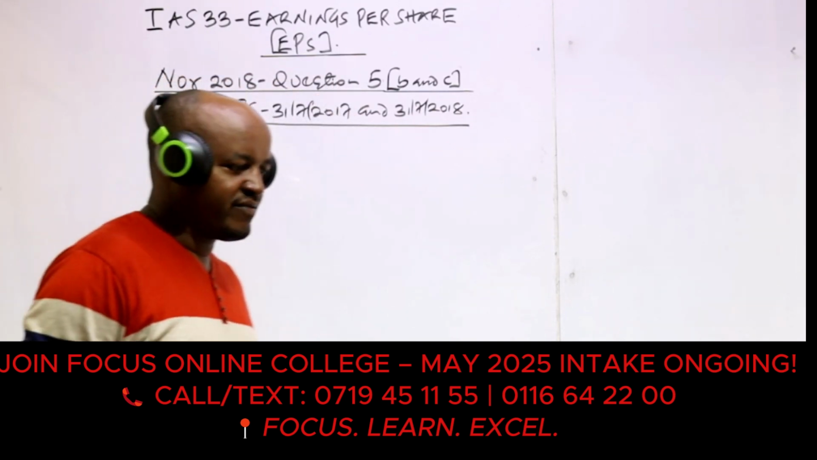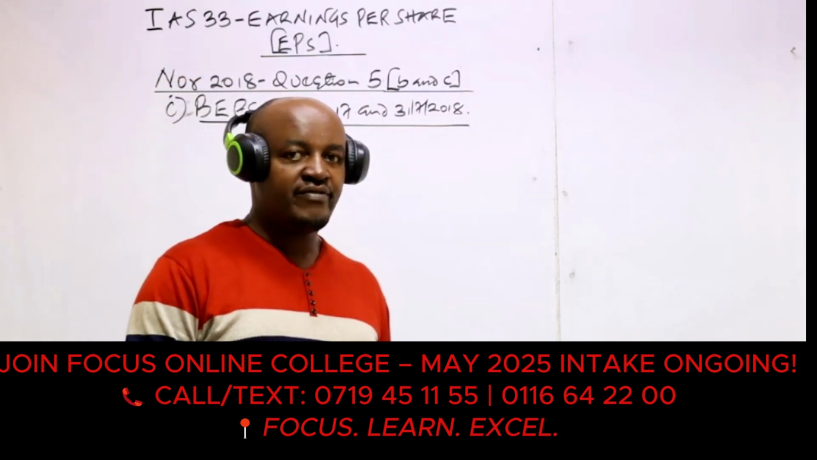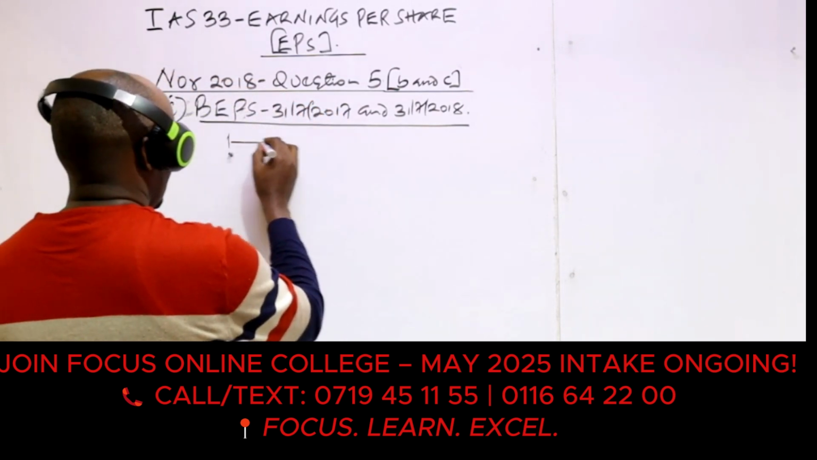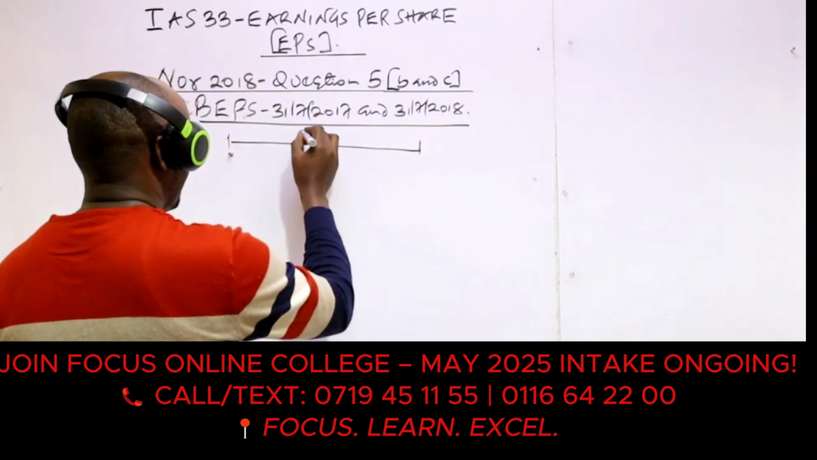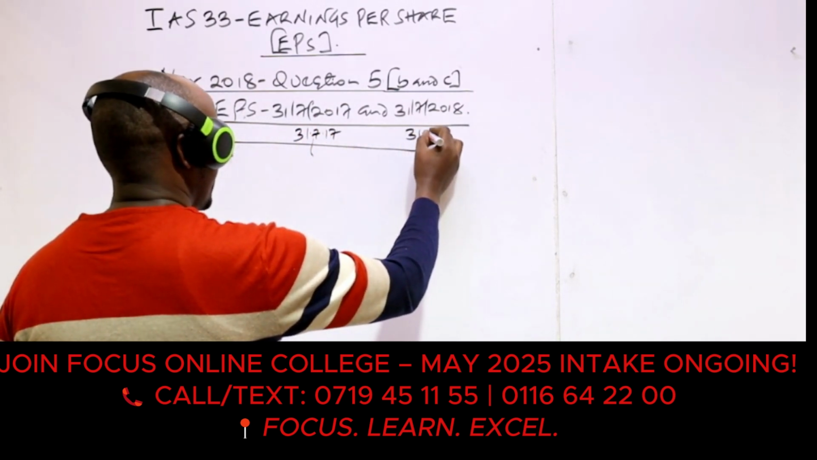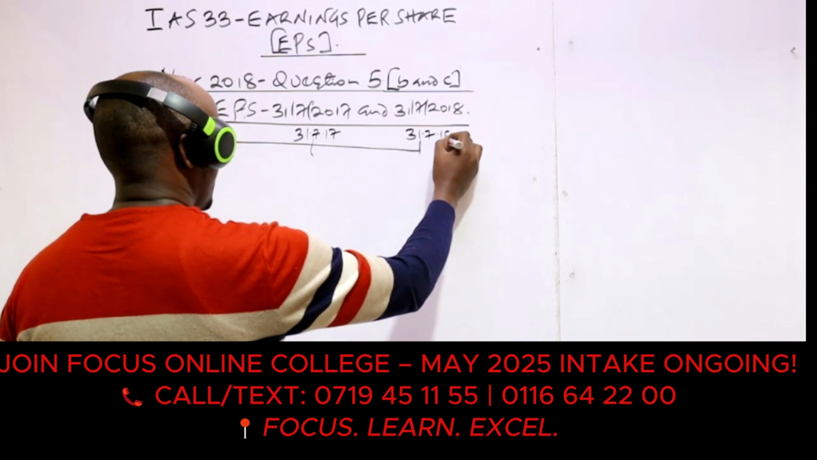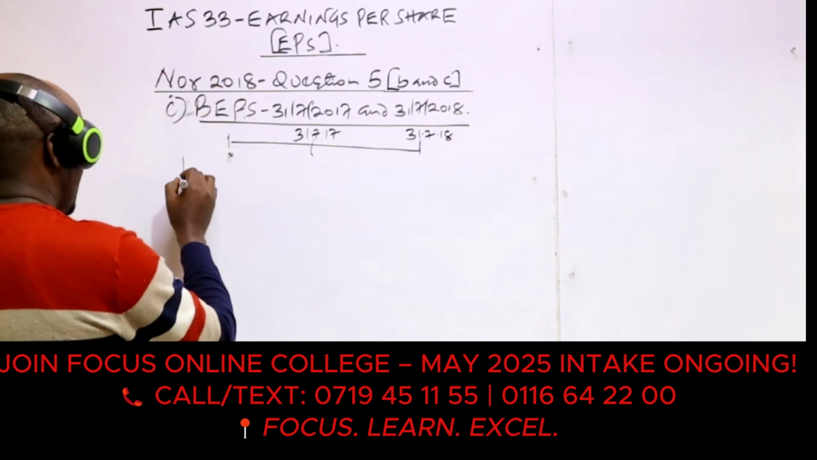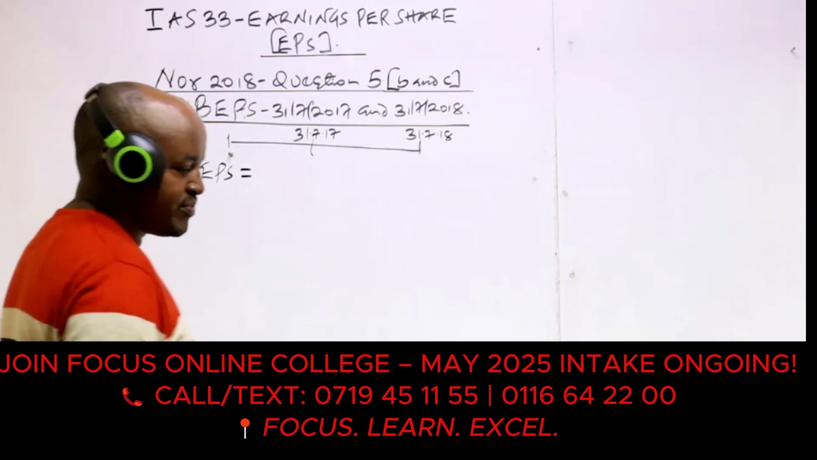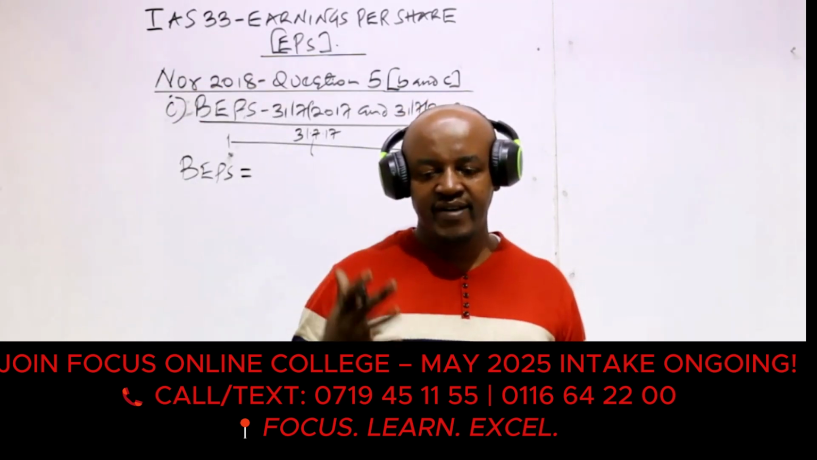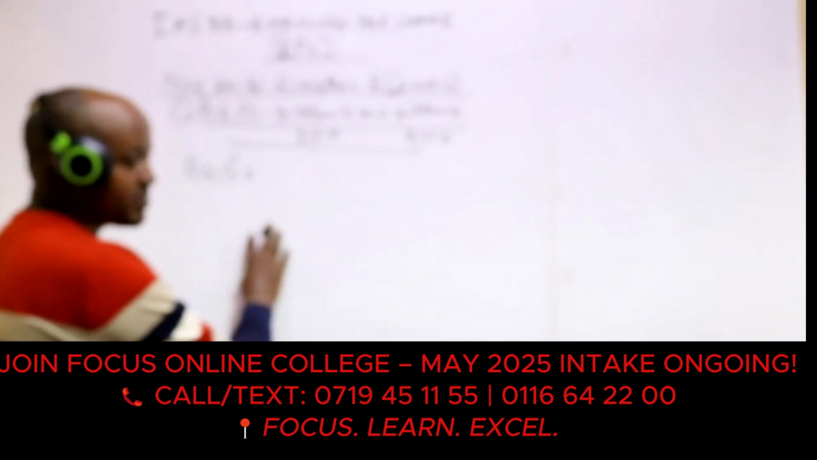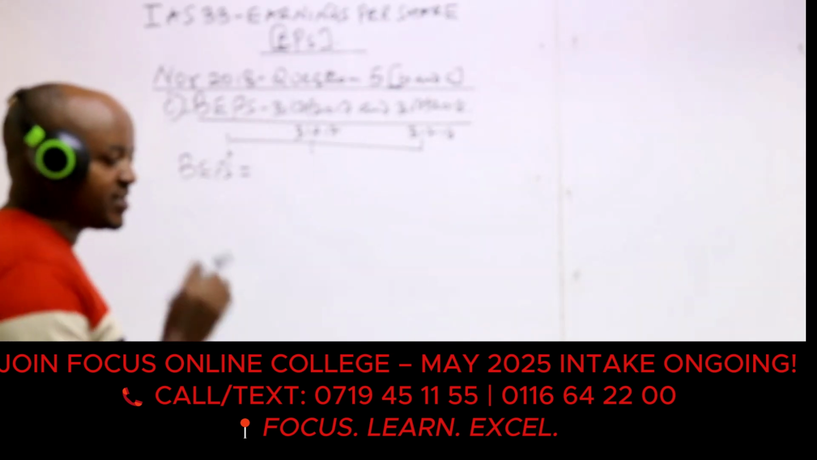So therefore, it is important, first of all, to note that we're given information for 2 years. The first year ended on 31st of July 2017, and the second year ended 31st of July 2018. So let's start by computing the basic earnings per share for the first year. For us to compute this, the first thing we need to recall is the formula. How do we compute the basic earnings per share?